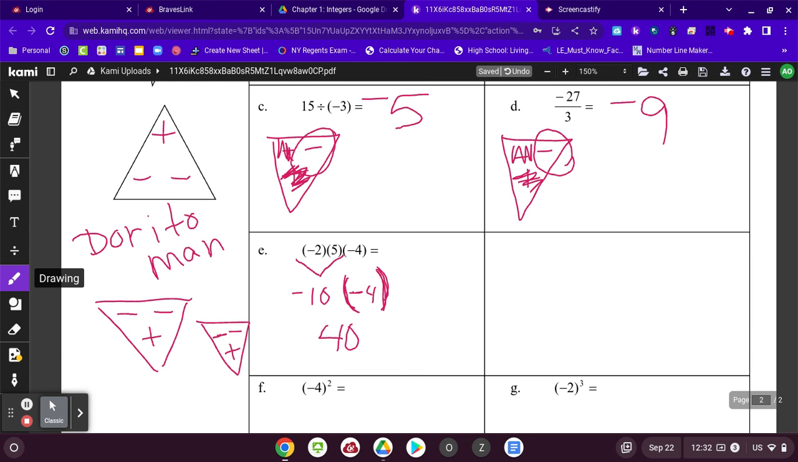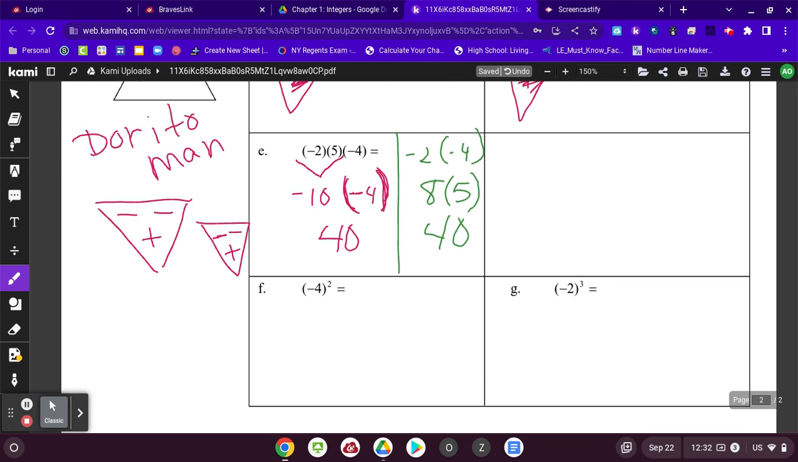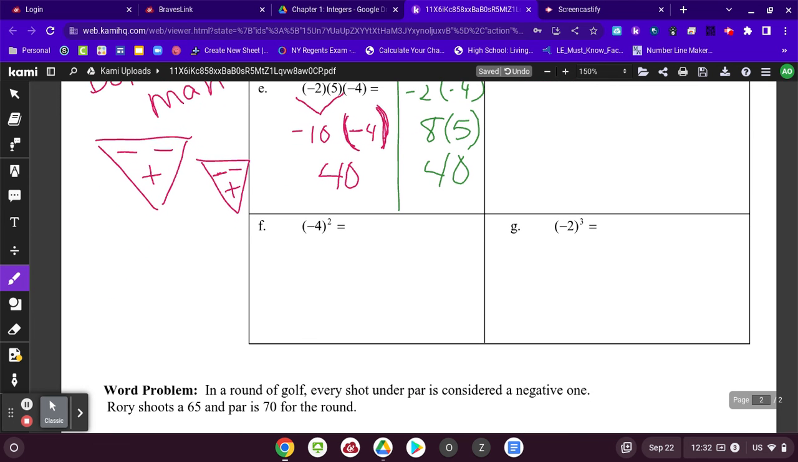Some people like to multiply their negatives first. So they do -2 times -4, which is 8, and then multiply the positives together to get 40. Either way is absolutely correct because order does not change the value when you're multiplying or adding.